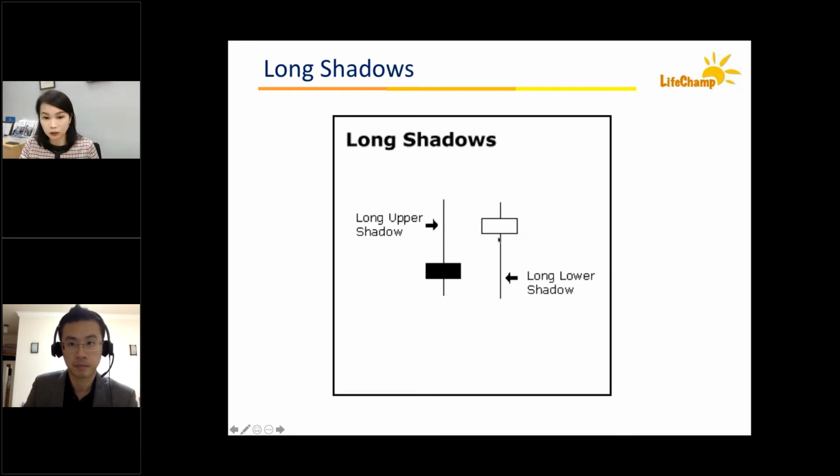And for this kind of long tail at the bottom, it shows a support sign. A lot of support behind it, which is good. Okay, which is bullish. And this is bearish.